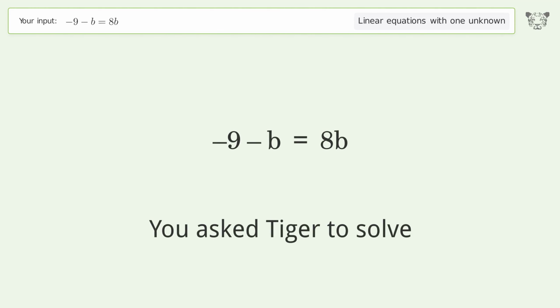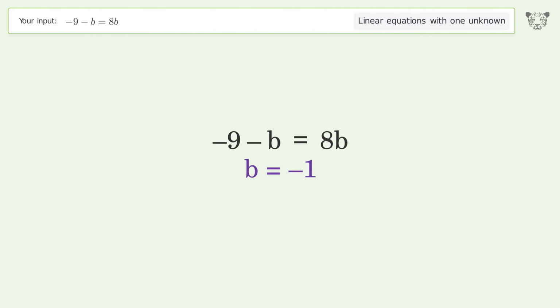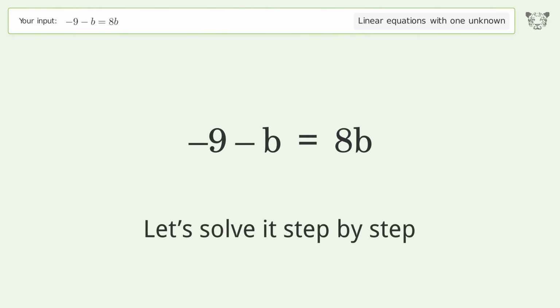You ask Tiger to solve. This deals with linear equations with one unknown. The final result is b equals -1. Let's solve it step by step.